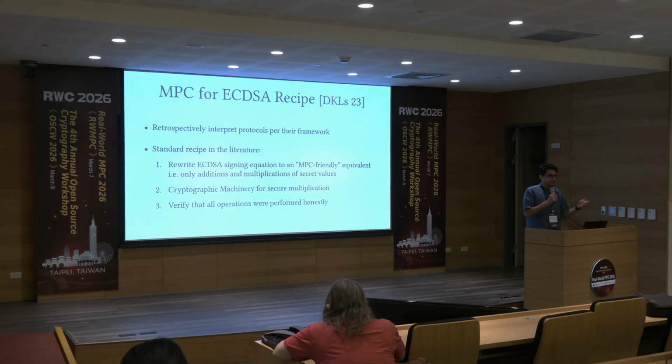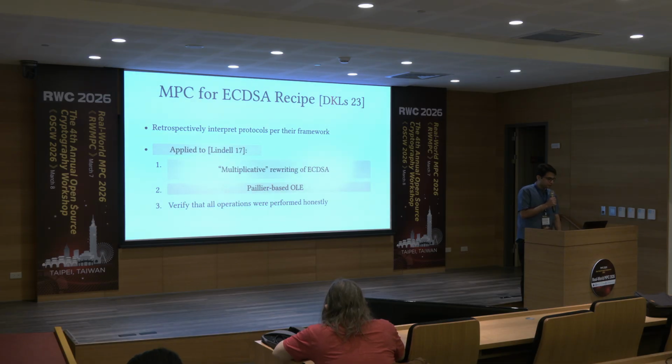So the first step in the recipe to construct a threshold ECDSA signing protocol that we wrote down was to first rewrite the ECDSA signing equation to be MPC friendly in some sense, like to avoid the modular inverse and so on. The next step is to construct some sort of cryptographic machinery to actually securely compute this rewritten equation. And then finally, we need to verify that all the operations were performed honestly. This is just a heuristic way of characterizing protocols in the literature.